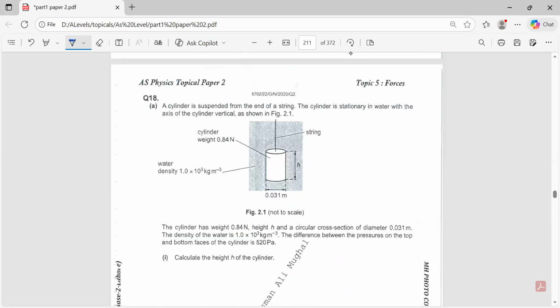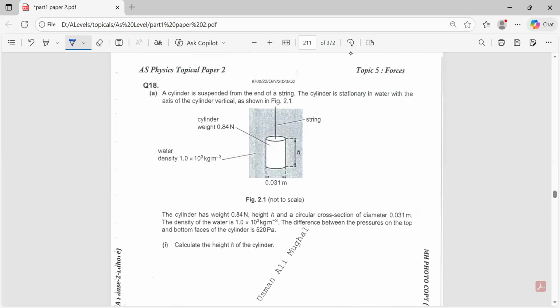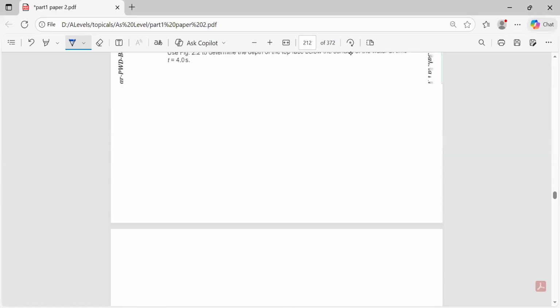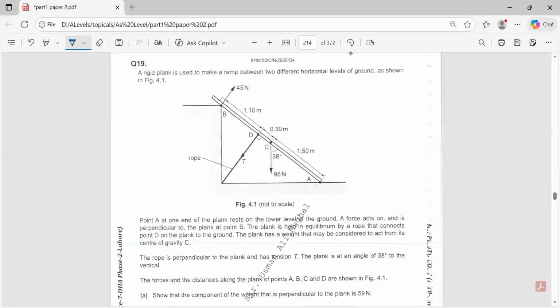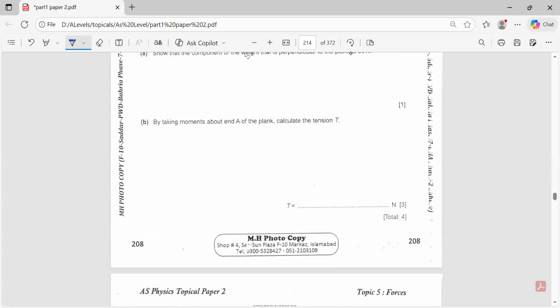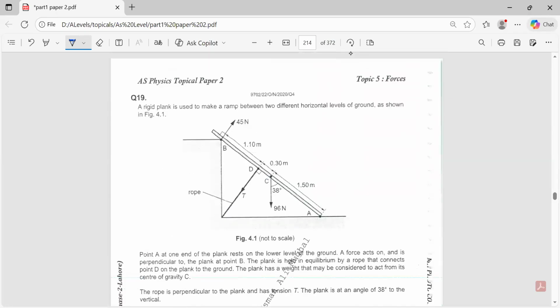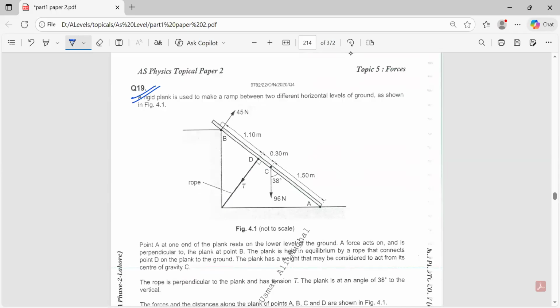This question is related to upthrust. Our next chapter is related to density, pressure and upthrust. So we will be studying that chapter and will be solving the question later on. So you may skip 18 for the time being. Okay, this is a short question. So let's solve this question as well. Question number 19.